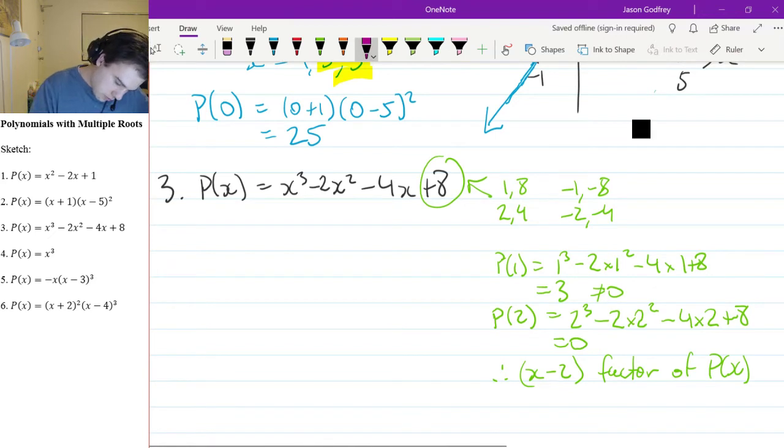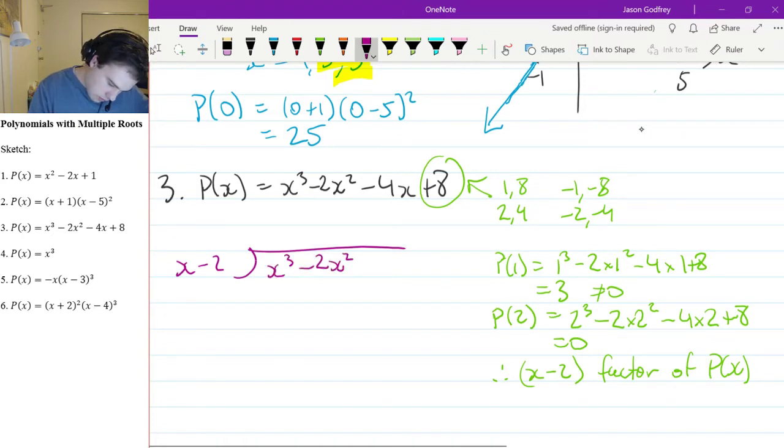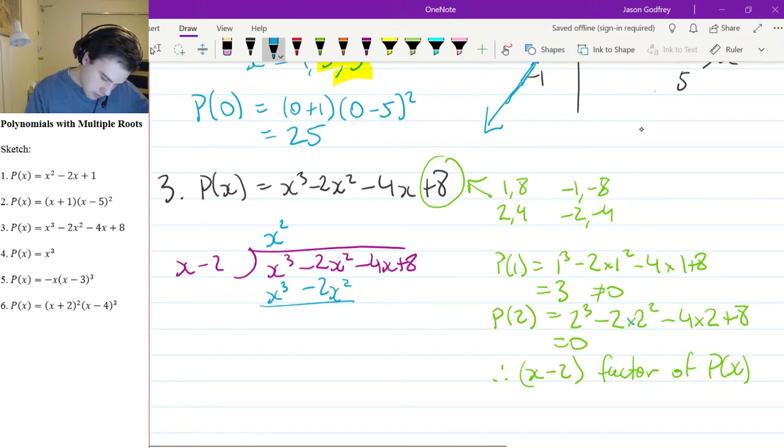So we'll do x minus 2 into x cubed minus 2x squared minus 4x plus 8. Alright, so we need to multiply x by x squared to get x cubed. X squared times x is x cubed. X squared times minus 2 is minus 2x squared. Oh, that's nice. When you subtract them, they cancel out. So I guess we can bring both of these down.